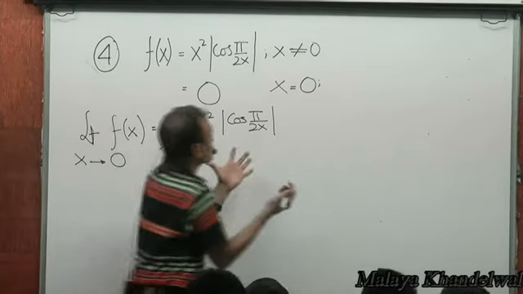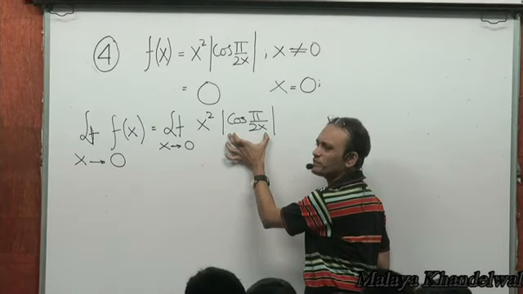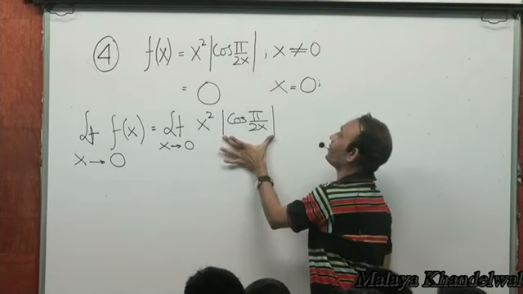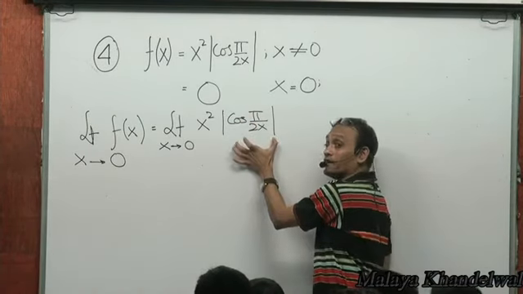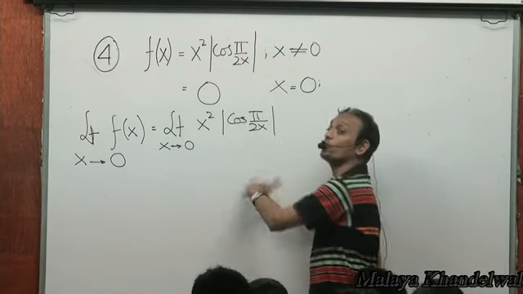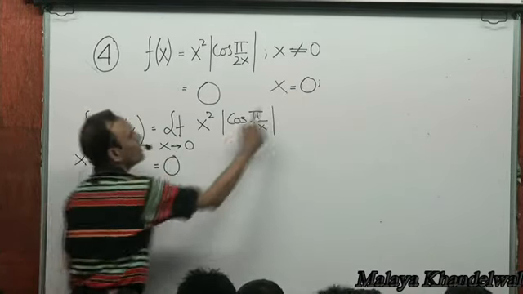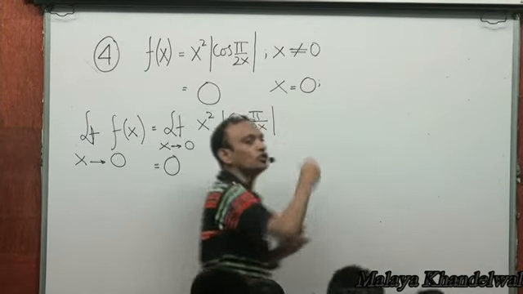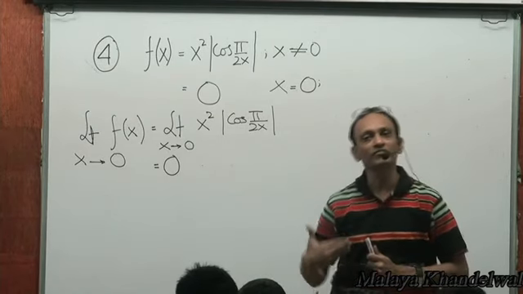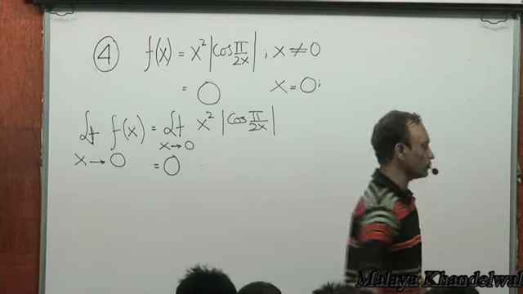Now, as x tends to 0, realize that this will be bounded. Cos of this will lie between -1 and +1, so mod will lie between 0 and 1. Yes or no? So this is bounded. No matter what pi by 2x is, this will be bounded and finite. This will tend to 0 into a finite number, that's going to be 0. So limit f(x) as x tends to 0 is 0 and is equal to the value of the function at x equal to 0. The function therefore is deemed continuous at x equal to 0. Therefore, we have the green signal to go ahead and check for differentiability at x equal to 0. Okay.